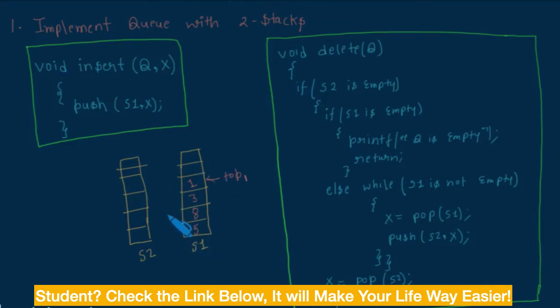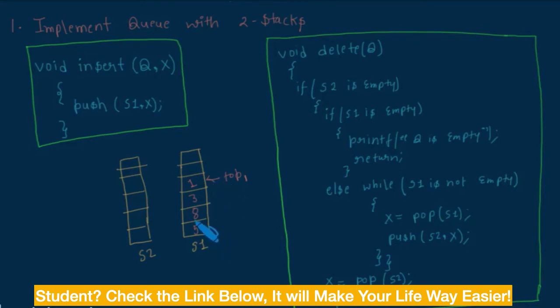Now suppose you want to delete some items. Since we are implementing a queue, because of the property first in first out, the element 5 should be deleted first, then 8 should be deleted, then 3 and then 1.